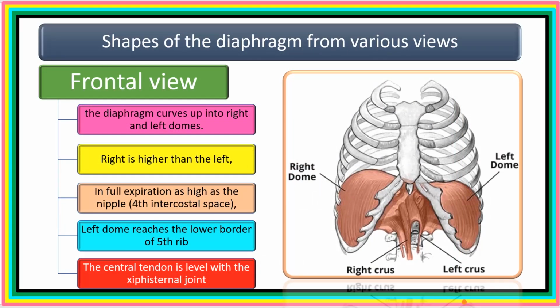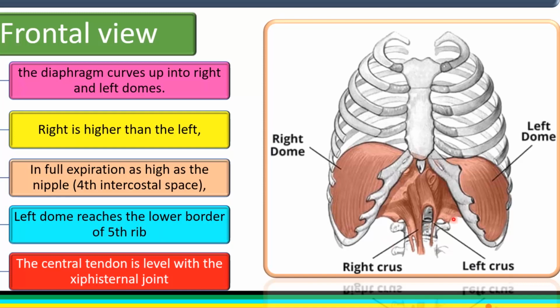Now, when we look at the diaphragm from various views, we tend to have different shapes depending on the views we are looking from. Now, we have three major views we use in describing the shape of the diaphragm. We have the frontal view, we have the side view, and we have the view from above. So we'll start with the frontal view. Already the view we have in this illustration is the frontal view. In this frontal view, we'll be seeing the diaphragm to be having the two raised curvatures convex superiorly. That's the right and the left domes.